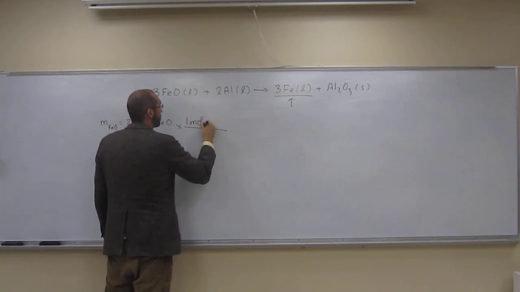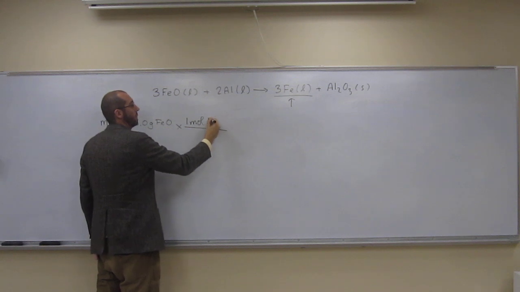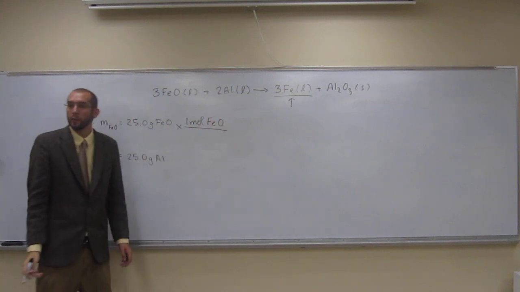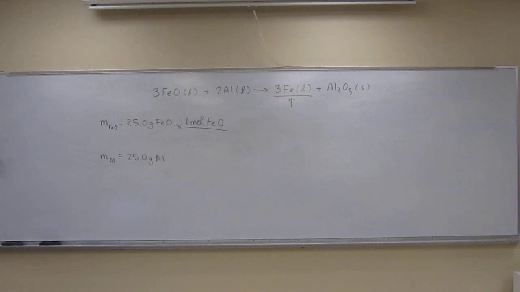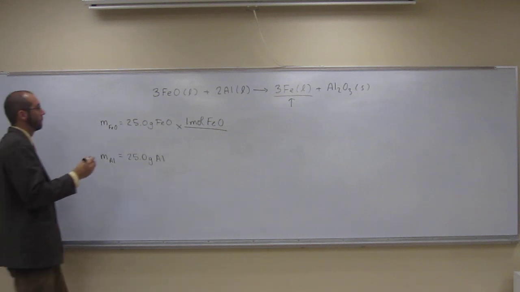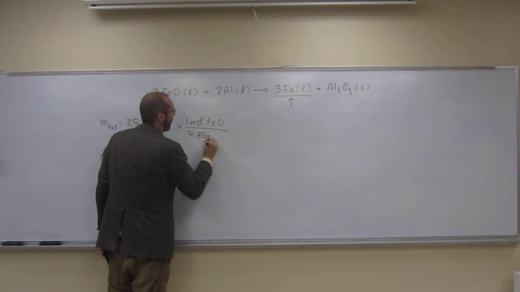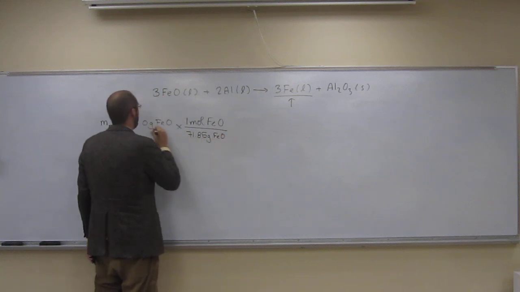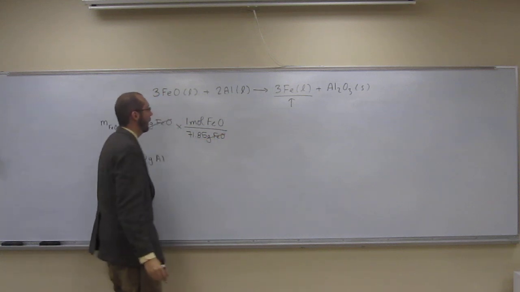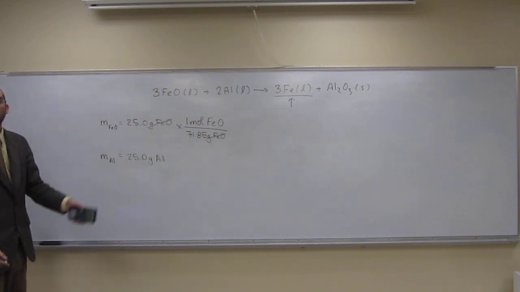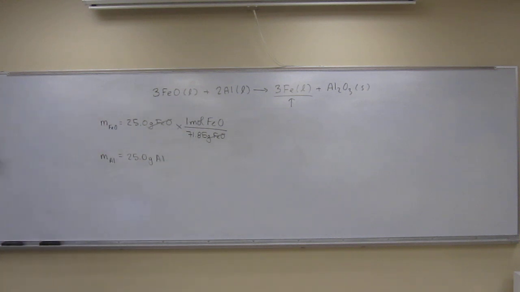One mole of what? Iron(II) oxide. And what would be on the bottom? 55.85 plus 16, yeah, 71.85 grams, the molar mass of iron(II) oxide. So are we at what we want, moles of iron(II) oxide?